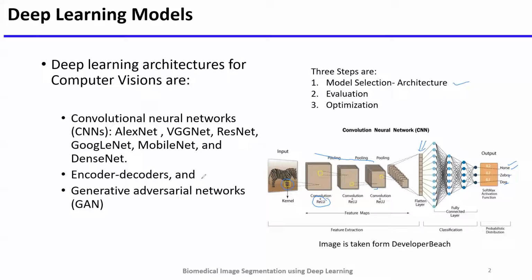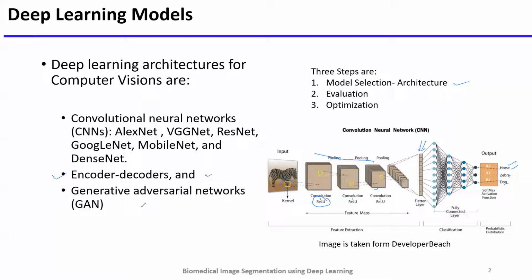Later on, another kind of deep learning model which is very useful in computer vision is encoder-decoders. Encoder-decoder models are especially useful for the image segmentation part. This kind of architecture is very useful. In the coming slides, I'm going to explain this part.